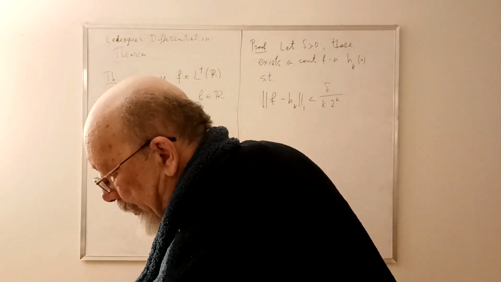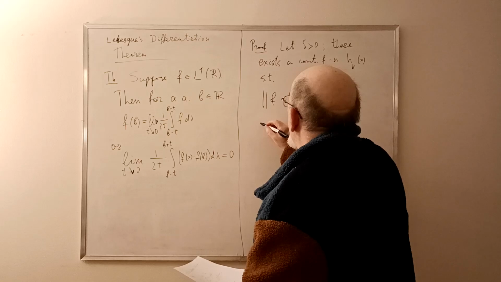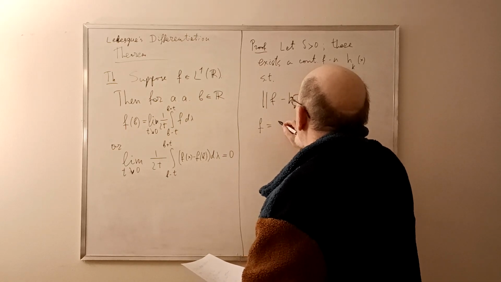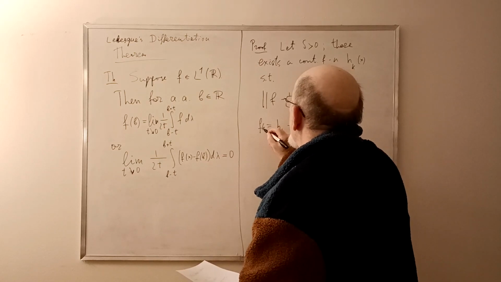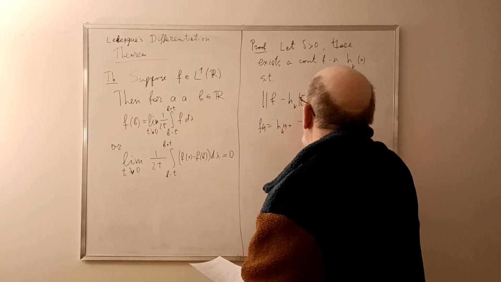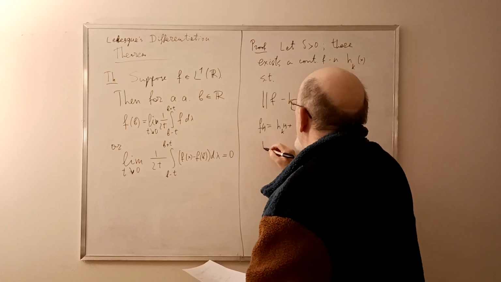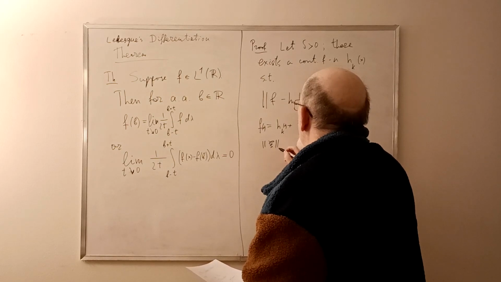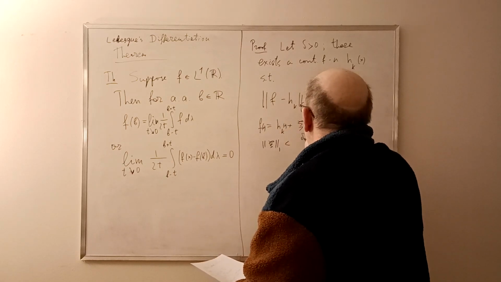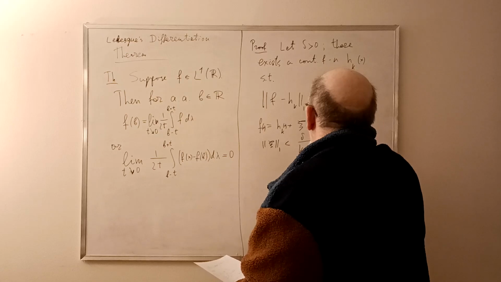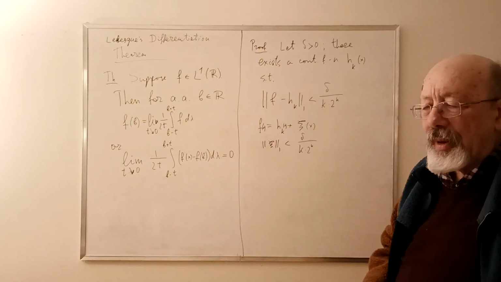Then this means that f equals hk plus some function psi of x, where hk is continuous, and the norm of psi in L1 is less than delta divided by k times 2 to the power k. Why so, we'll see in a short time.